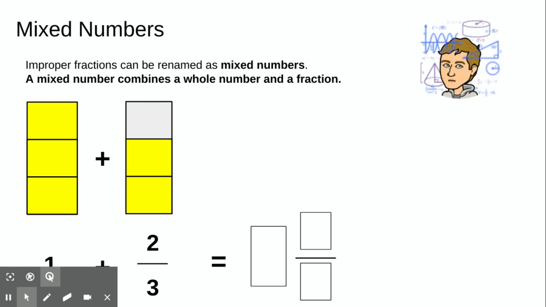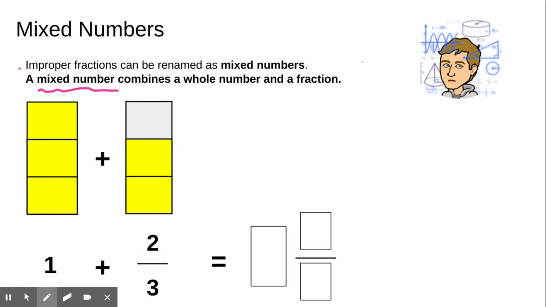So, mixed numbers. Improper fractions can be renamed as mixed numbers. A mixed number combines a whole number and a fraction. We know a whole number is a number that does not have any decimals or fractions with it. So we see here, there's one rectangle plus another one. We are going to add those up into a mixed number of the total shaded parts.